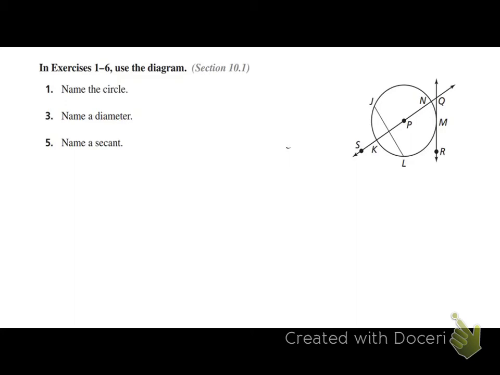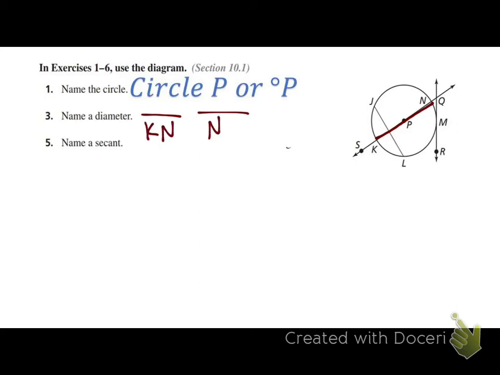Alright, let's talk about it. How do we name a circle? There's 2 ways. Circle and you name the point in the middle, or you can draw a circle and then the center. I don't have a circle button, so that's the best I got. A diameter, is it a line or a segment? It's a segment, so you should name it like one. It goes through the center. So this is the diameter. So what 2 letters should I be using? KN. You could also say NK. Those are the only 2 options. Because is Q in or on the circle? No, it is not. Neither is S.